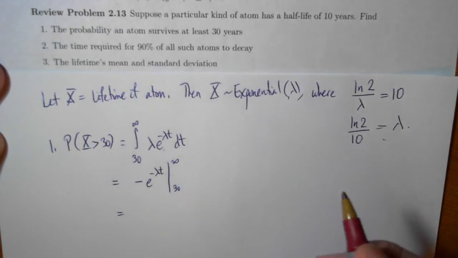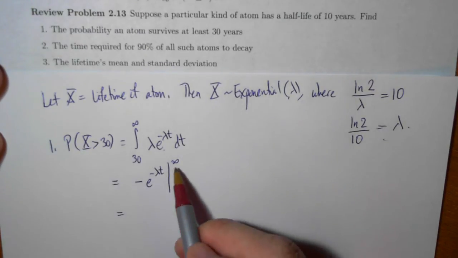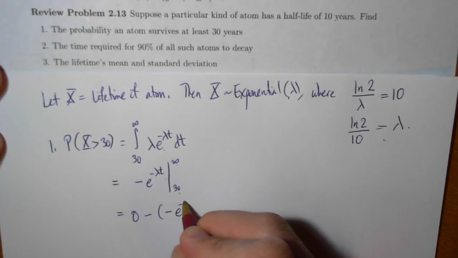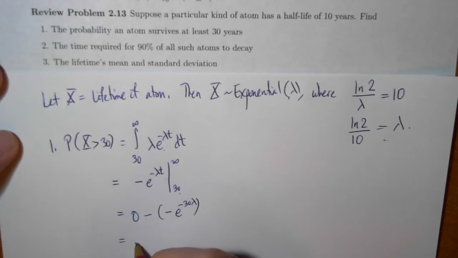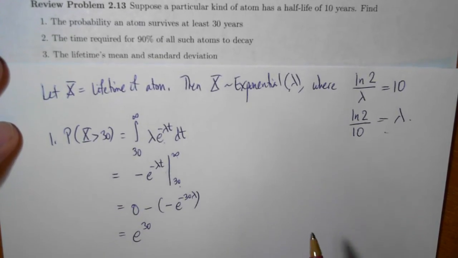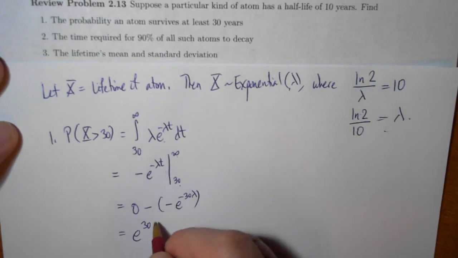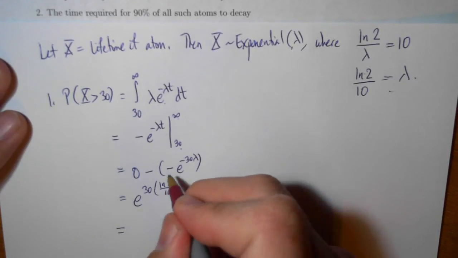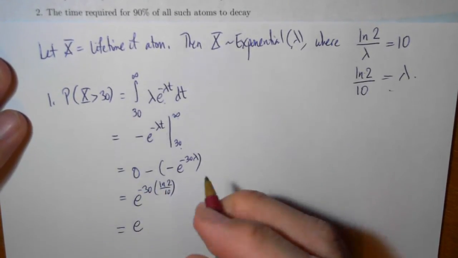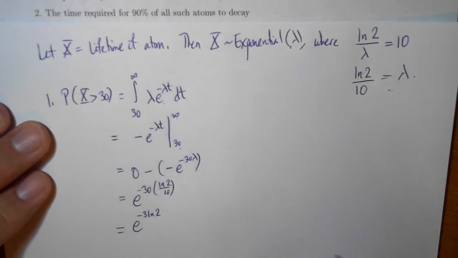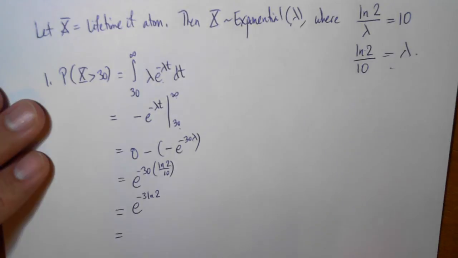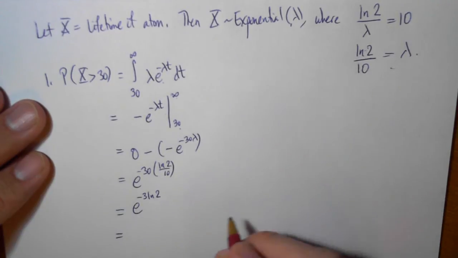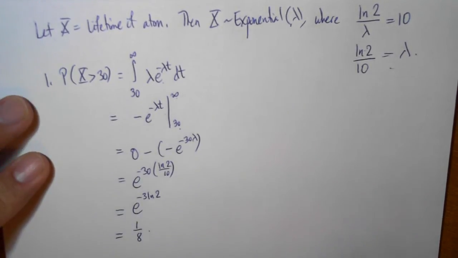So this is equal to, plugging in infinity, we get 0. Plugging in 30, we get negative e to the minus 30 lambda. Now lambda was equal to natural log of 2 over 10. So that's equal to, and I forgot the minus sign up front here, e to the minus 3 times the natural log of 2. And you can plug into your calculator or else use the fact that exponential and natural log are inverse functions. And we get that this is equal to 1/8.